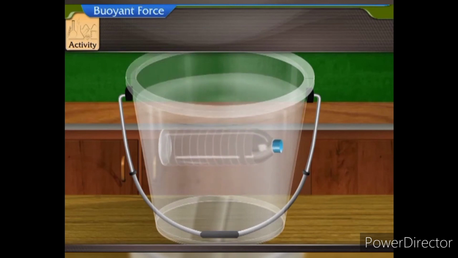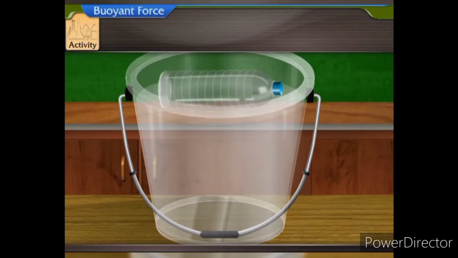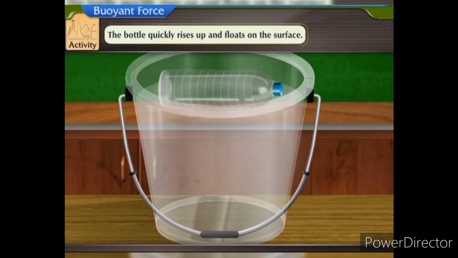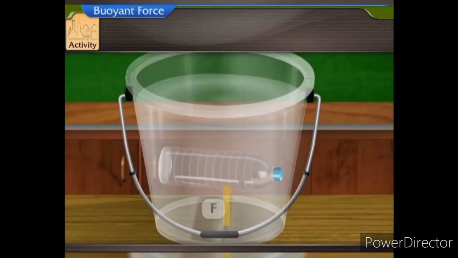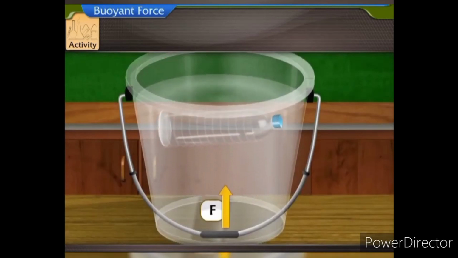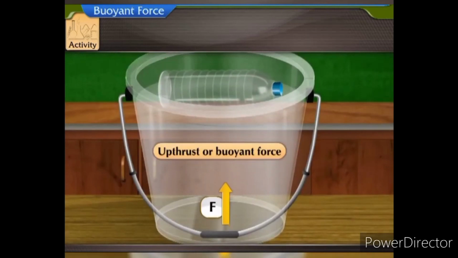Now release the bottle. What happens to it? The bottle quickly rises up and floats on the surface. The force acting on the bottle in the upward direction is called upthrust or buoyant force.